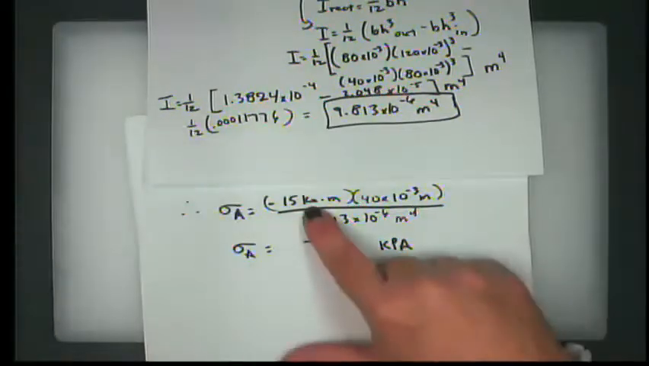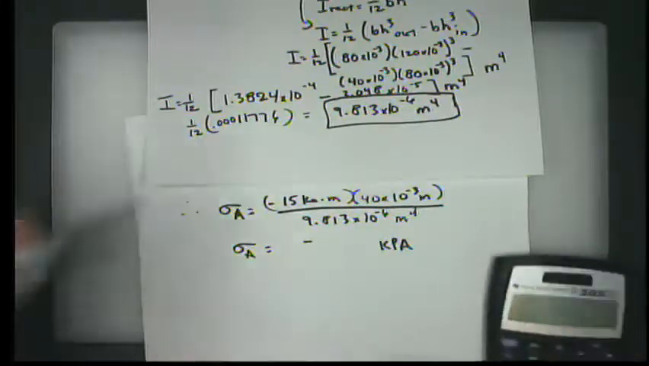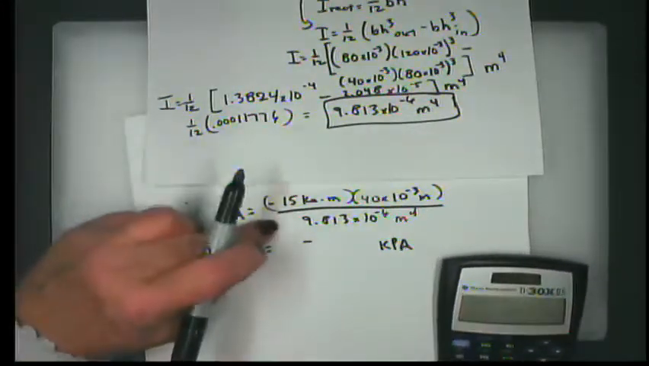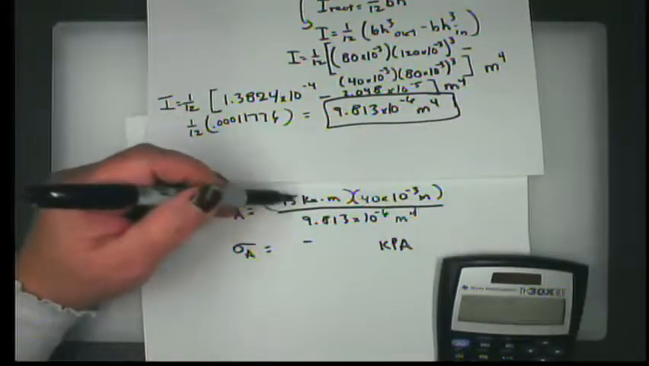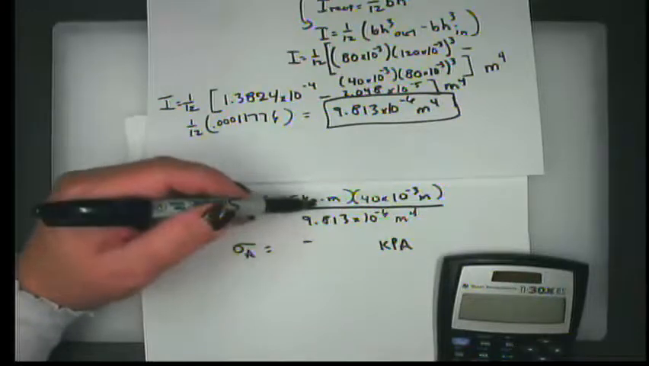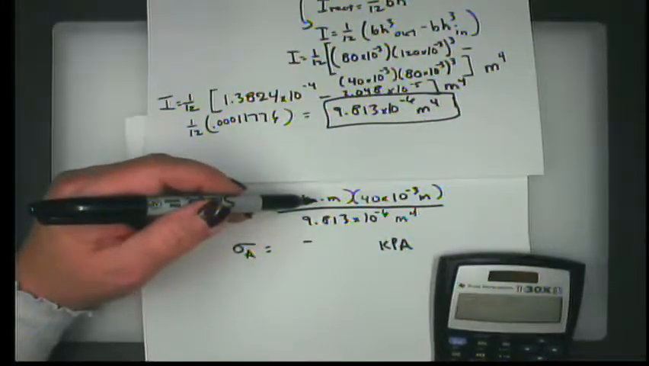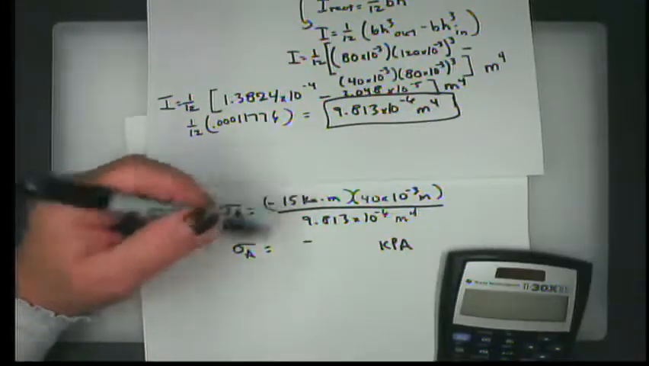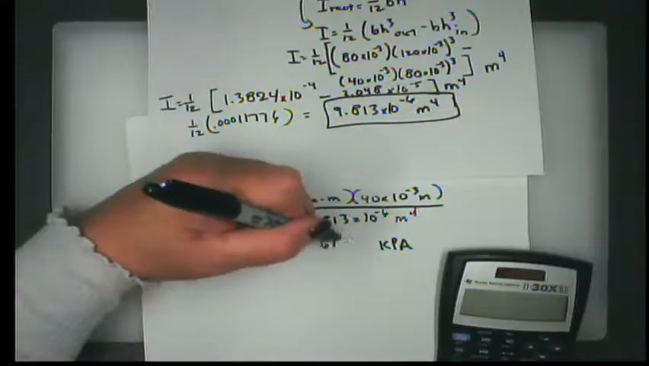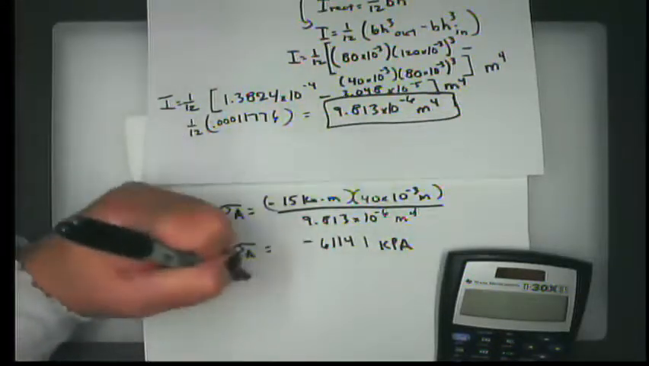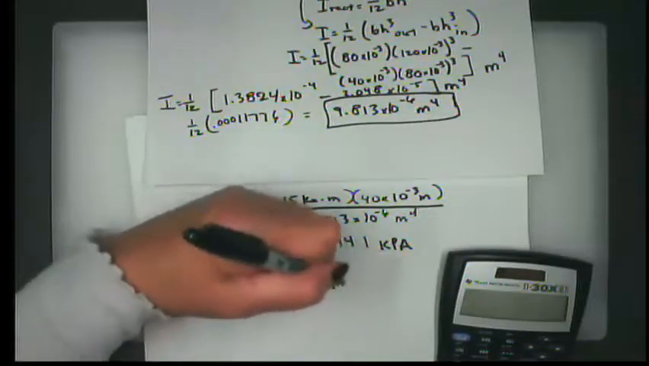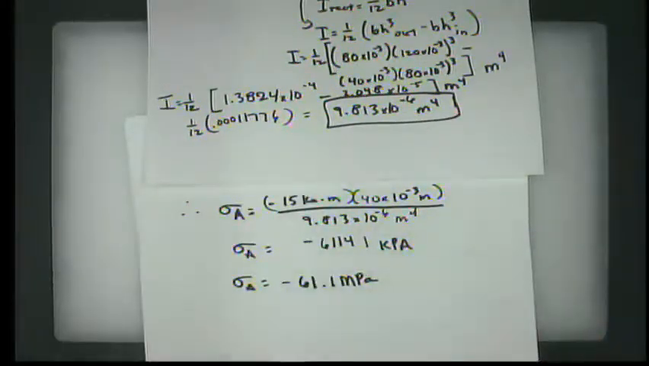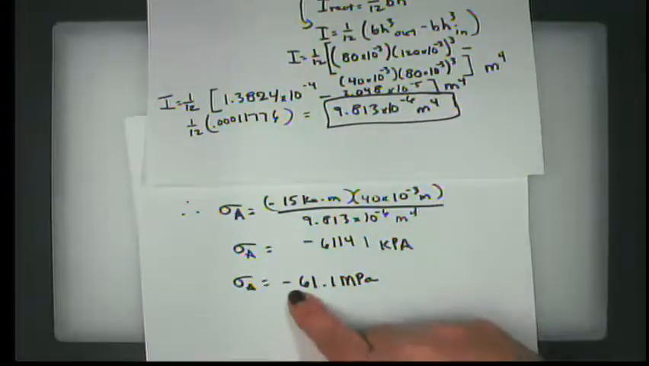My sigma at A then is equal to, the numeric value is, okay, this number, 1 over that number, times 15 times 40 times 10 to the negative third. And so my number is minus 61141 kPa, or I could say minus 61.1 MPa. Right?